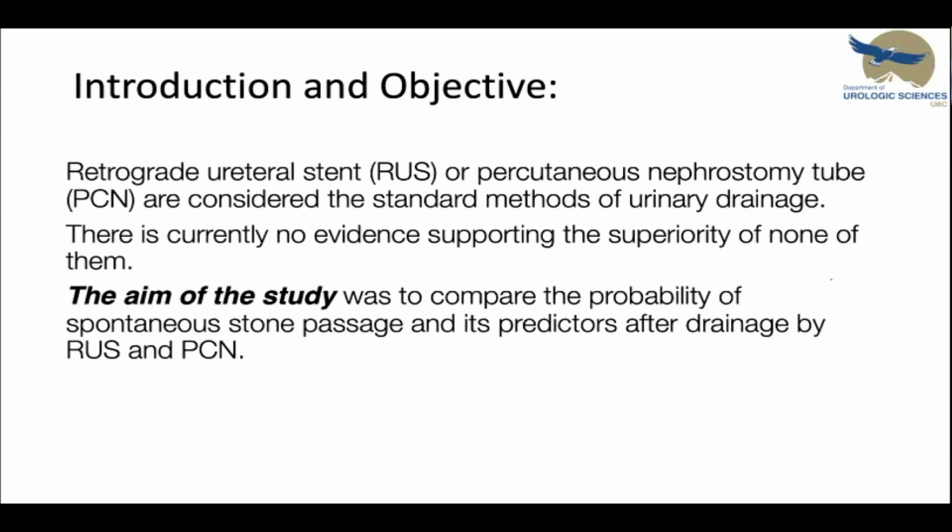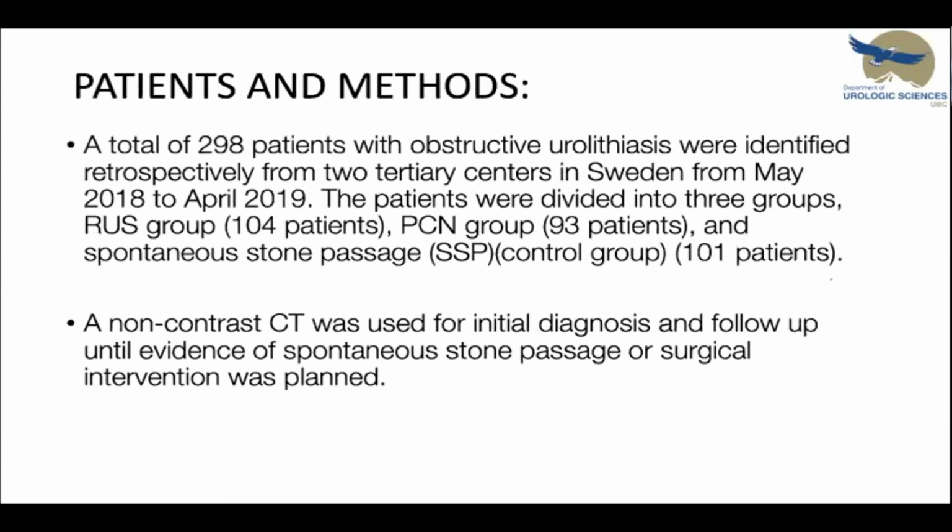The aim of the study was to compare the probability of spontaneous stone passage and its predictors after drainage by both ureteric stent and nephrostomy tube. A total of 298 patients with obstructive urolithiasis were identified retrospectively from 2 tertiary centers in Stockholm, Sweden, from May 2018 to April 2019. The patients were divided into 3 groups.